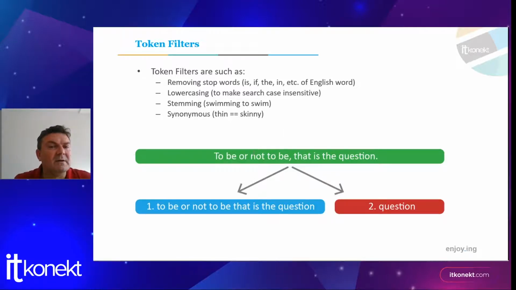The lowercase token filter changes token text to lowercase. And the stemmer token filter provides stemming for several languages. Stemming is the process of reducing a word to its root form. For example, walking and walked can be stemmed to the same root word walk.